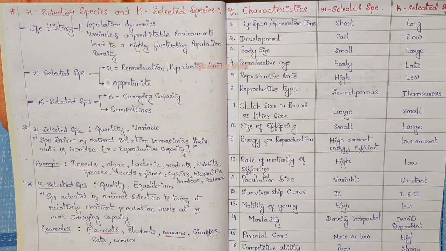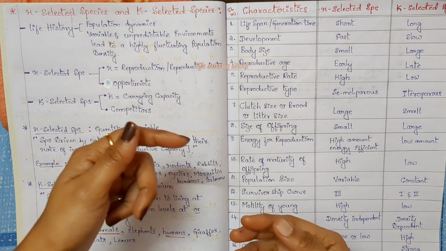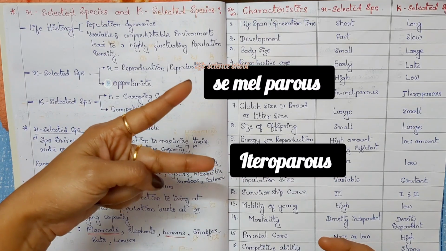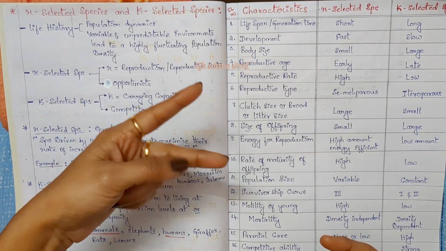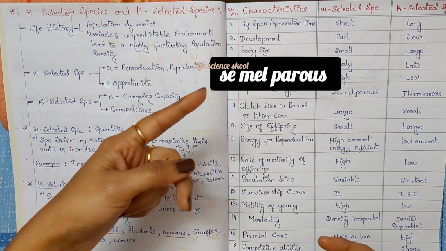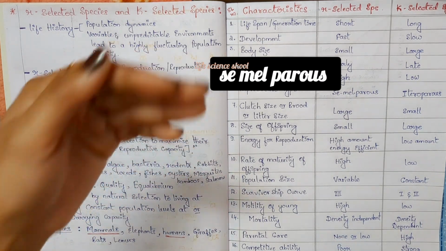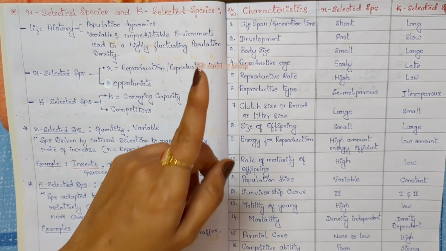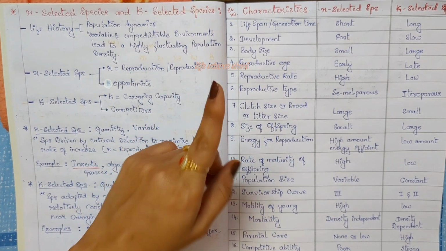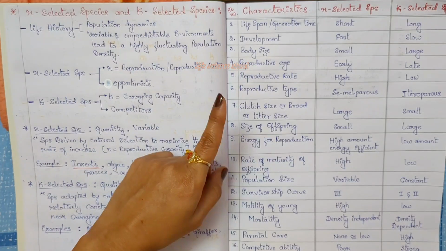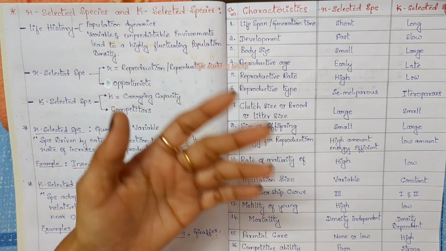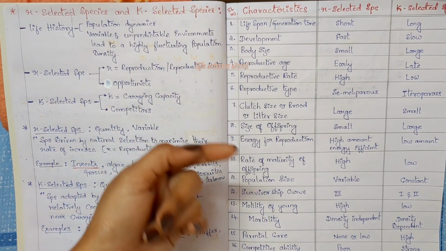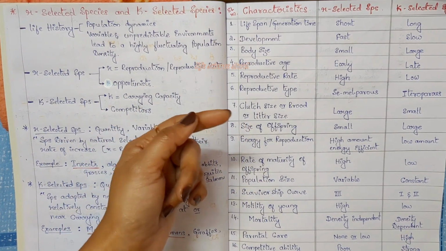Now we will move on to another concept, reproductive type. There are two types of reproductive type. First one is semelparous, second one is iteroparous. First, semelparous. Semelparous means organisms that reproduce only once, or you can say organisms with one reproductive episode per life. For example, insects, bamboos, grasses, and salmon are examples of the semelparous reproductive type.